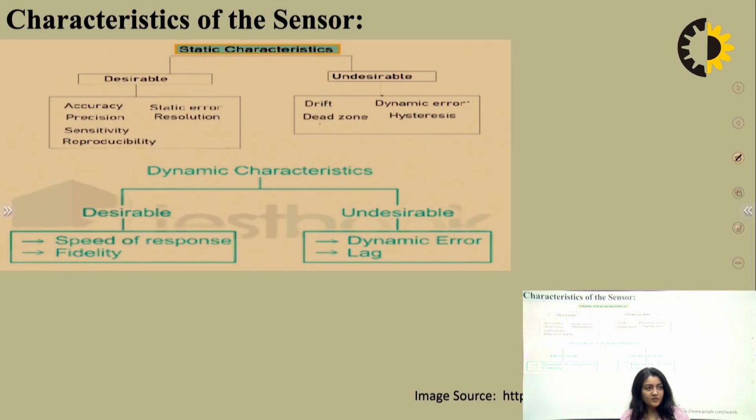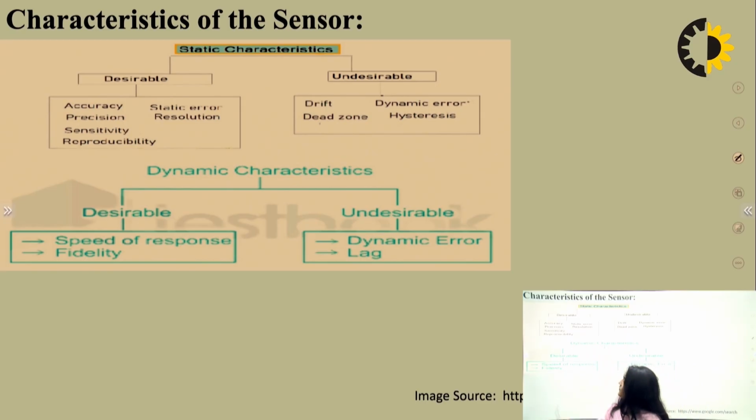Then we have the characteristics of sensors. The sensor characteristics are divided into static characteristics and dynamic characteristics. Inside the static characteristics, we have desirable and undesirable characteristics. For the dynamic characteristics, the desirable ones are speed of response and fidelity. Undesirable ones are dynamic error or lag. Dynamic characteristics are those which change with respect to time. So basically, when the output changes or the input has changed with respect to time, we go for the dynamic characteristic. But mostly the sensors are in a static characteristic format.